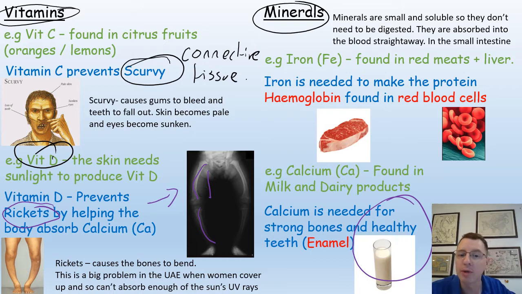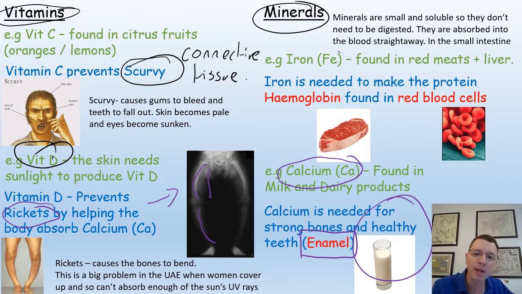Then we need to look at some minerals. We've already mentioned calcium, which is found in dairy and milk products, and we need calcium to produce strong bones and healthy teeth. In fact, the hardest substance in your body is enamel, the outside of your teeth, and in order to produce that, we need calcium. So having a large amount of calcium is very important as you are growing as a child, because your bones are getting longer. So a child would need more calcium than an adult.